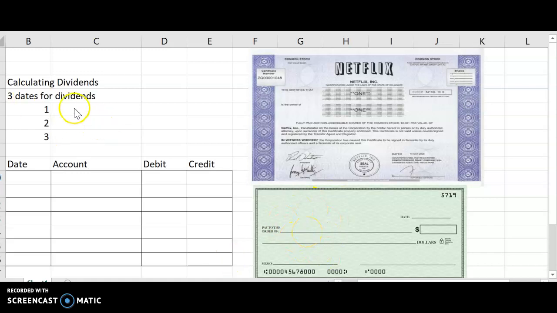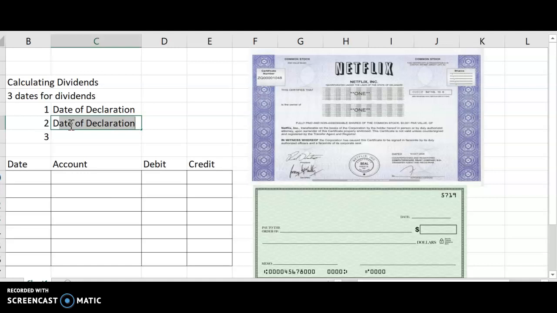Okay, let's talk about this. There are three important dates for dividends, and the first is called the date of declaration. This is the date that we declare our dividends, the date we're going to record our liability showing that we owe these dividends, and this liability is set up promising to pay our shareholders.